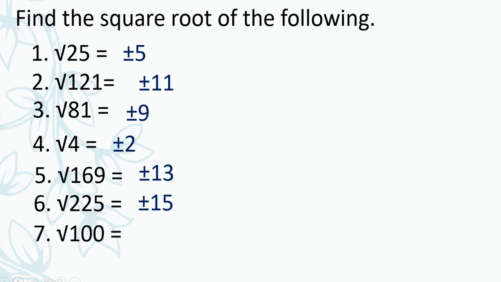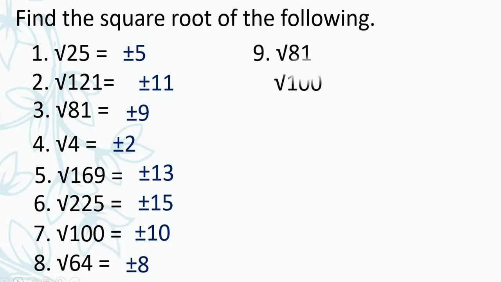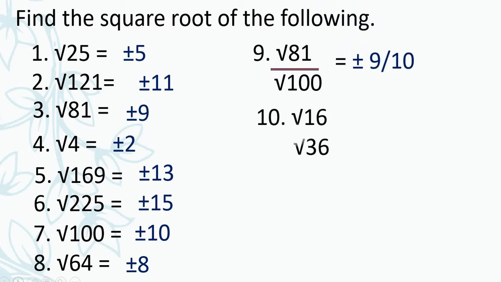Square root of 100, a very easy number. And that is positive, negative 10. Square root of 64. Positive, negative 8. How about square root of 81 over square root of 100? And that is positive, negative 9 over 10.